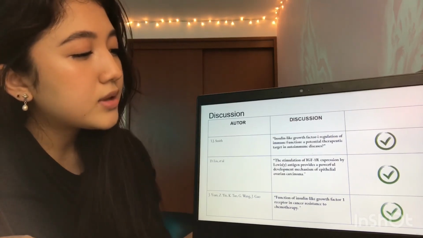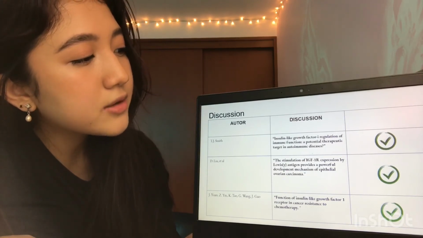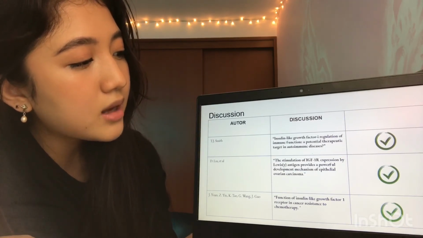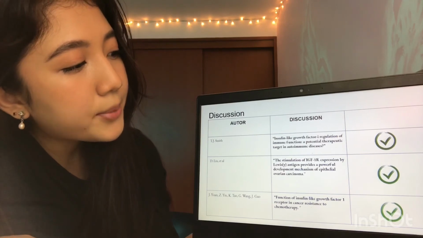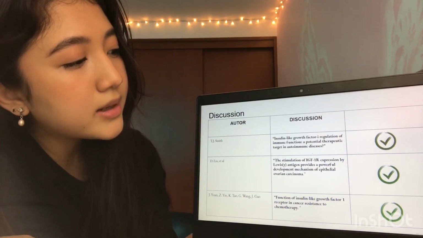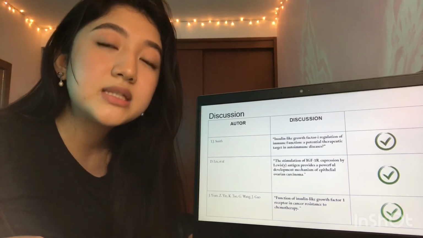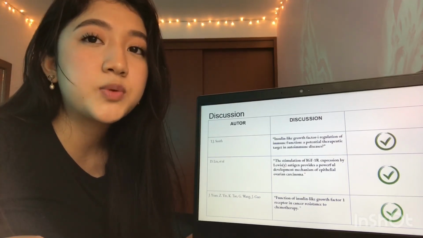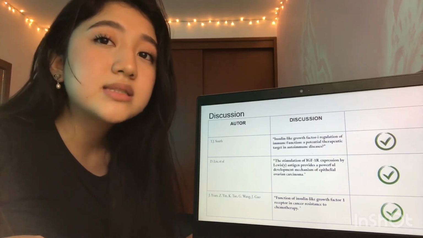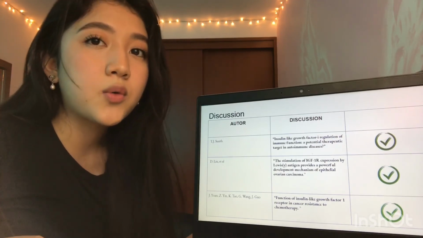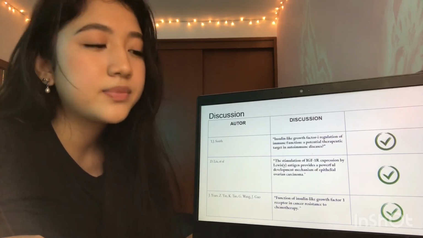Next, the author Leo said, "The stimulation of IGF-1R expression by Lewis antigens provides a powerful development mechanism of epithelial ovarian carcinoma." He agrees because he's implying that the expression of that protein makes it easier for the cancer to grow, as the author said.